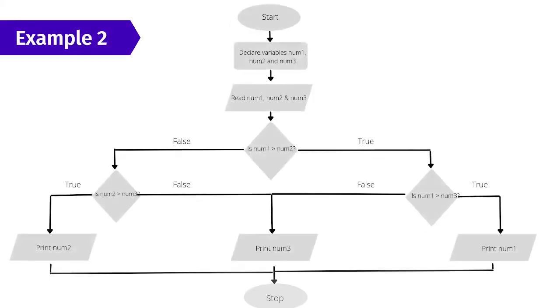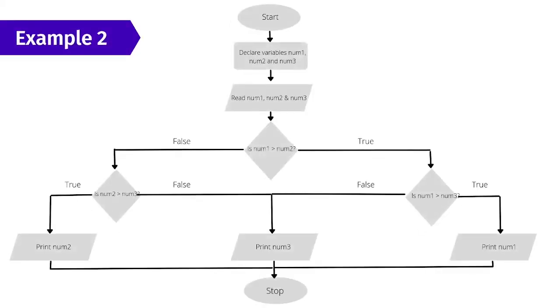Now as an example 2, let's consider finding the largest among three numbers. First we will declare variables num1, num2 and num3. We will read three numbers as input from the user and store them in num1, num2 and num3. And then first we will check if num1 is greater than num2. If this condition is true, we will check another condition, num1 is greater than num3. If this is also true, we will print num1, otherwise we will print num3.